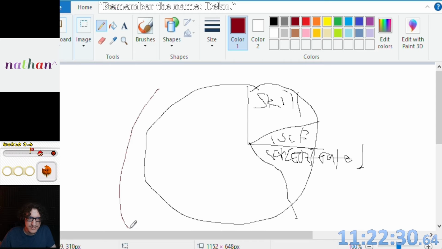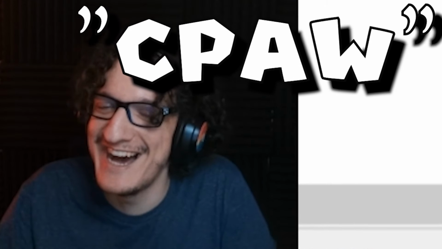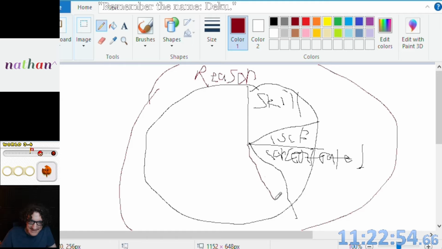Concentrated. Yeah, I don't know how Nolan does this. About 100% of this is reason to remember the name. Reason. What was the other metric? 10% luck, 20% skill, 15% concentrated power of will. Peepaw! About 5% pleasure, not that much pleasure.